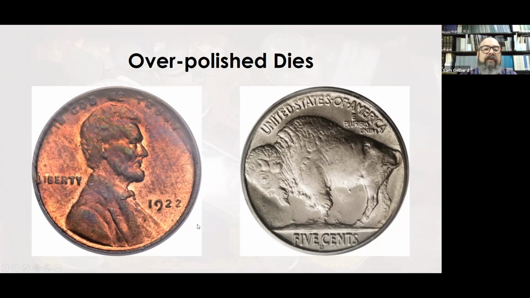But a little bit of overzealous polishing, maybe to remove die clash remnants, likely produced that die variety. And the same can be said possibly of the 3-legged Buffalo nickel from 1937 from the Denver Mint also, missing its front leg right here.